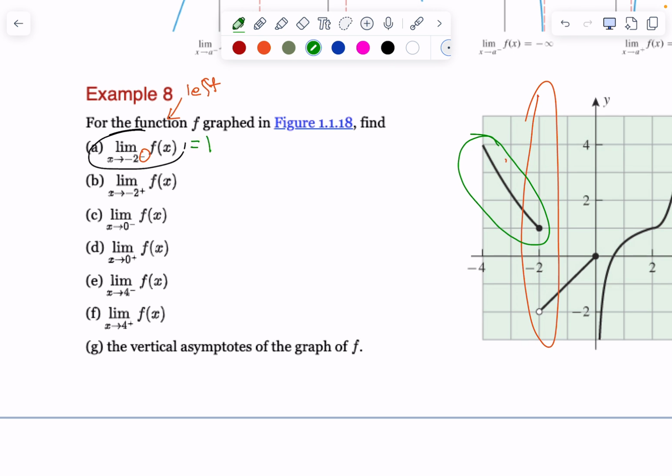Both sides together would be D and E, right? Because they're not in agreement. But the left side is 1. Okay, fill in the rest. Go. Just put down whatever you think, and then we'll talk about it.